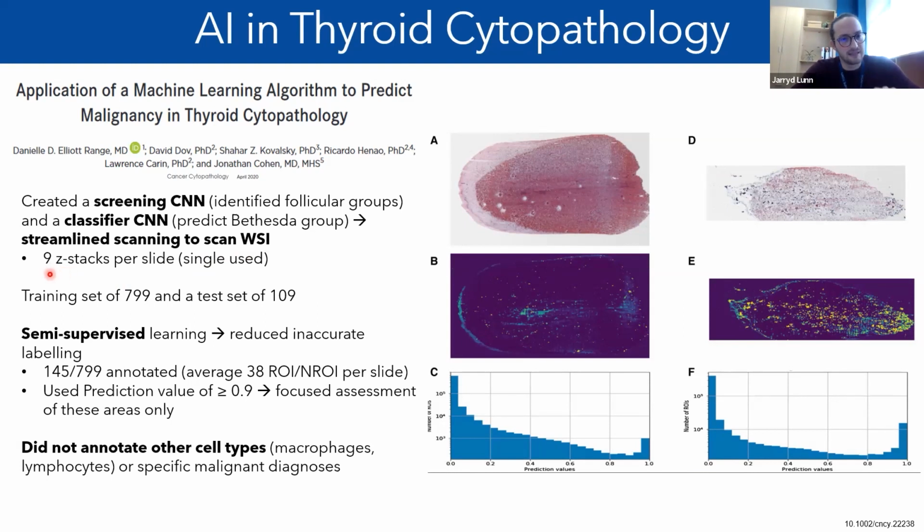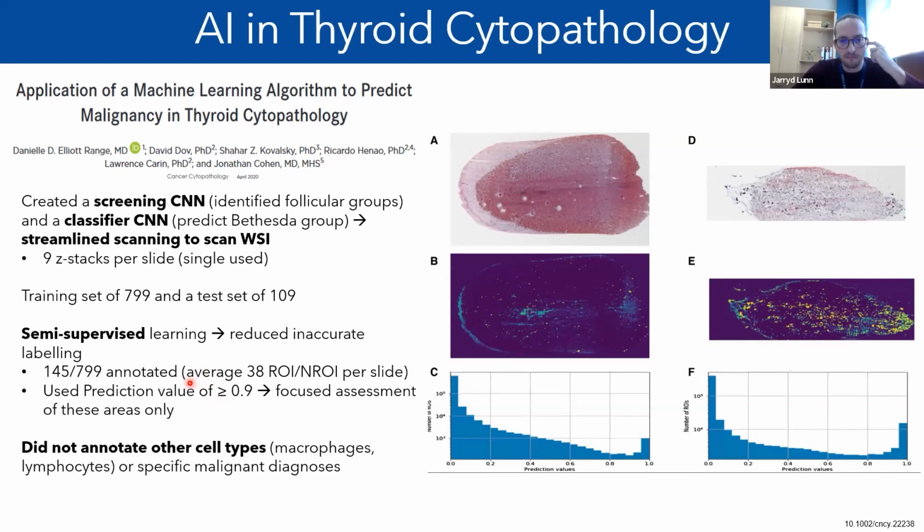They scanned 9 Z-stacks per slide, which is another interesting concept we'll talk about very briefly later. And they used semi-supervised learning. So of the training set of nearly 800 slides, they only annotated, or explained to the machine, what 145 of them were, and then let the machine figure out the rest.